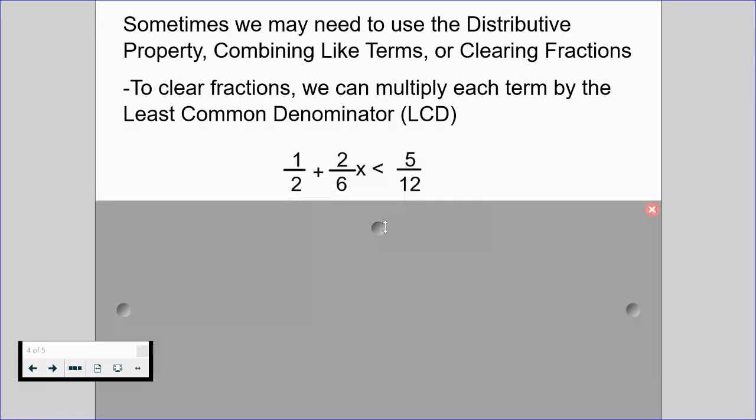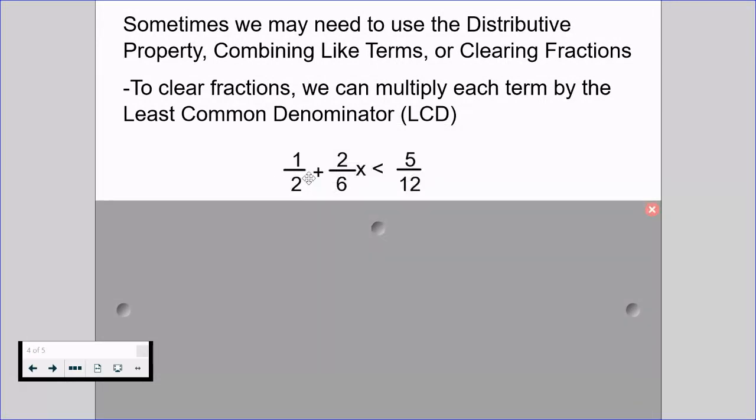To clear fractions, let's go through an example. We can multiply each term by the least common denominator, or the lowest common denominator, also described as the LCD. Let's go through an example.